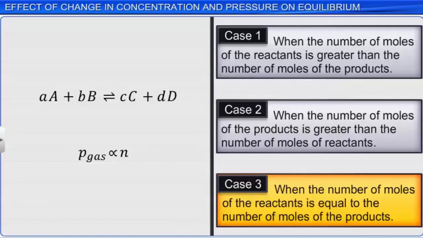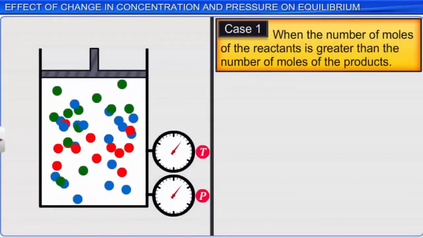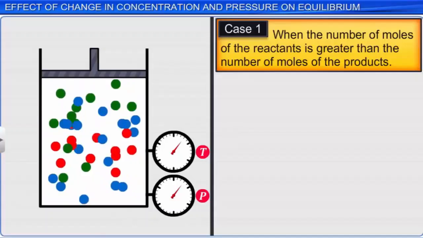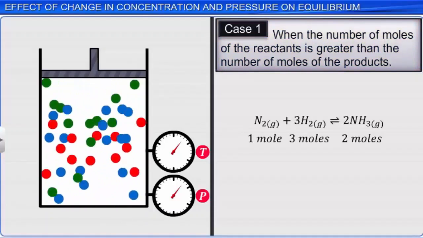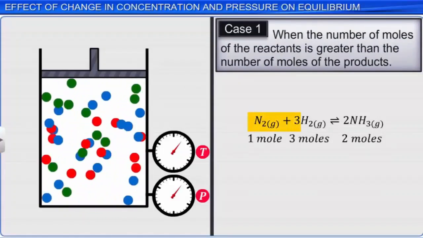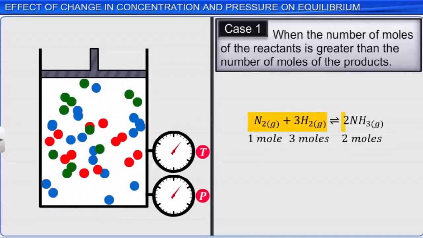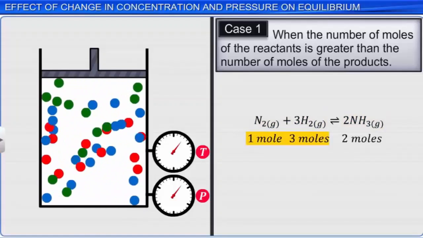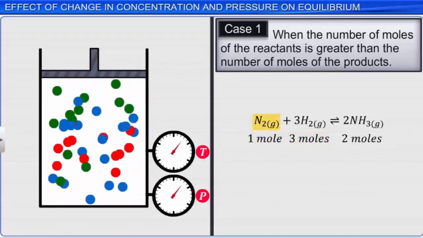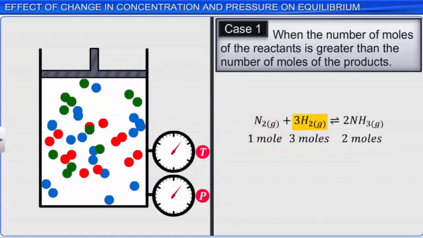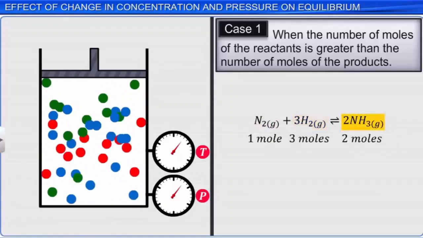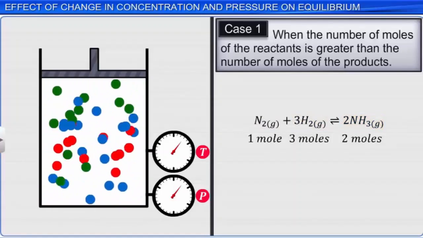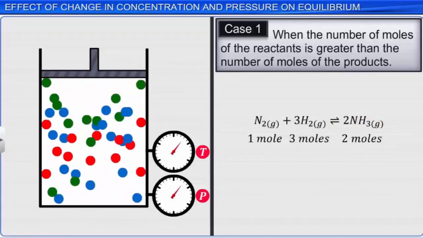Case 1. When the number of moles of the reactants is greater than the number of moles of the products. Consider the gas phase reaction N2 + 3H2 in equilibrium with 2NH3. In this reaction, 4 moles of gaseous reactants, 1 mole of nitrogen and 3 moles of hydrogen, become 2 moles of the gaseous product ammonia. Suppose the equilibrium mixture is kept in a cylinder fitted with a piston at constant temperature and is compressed to 1/2 of its original volume.